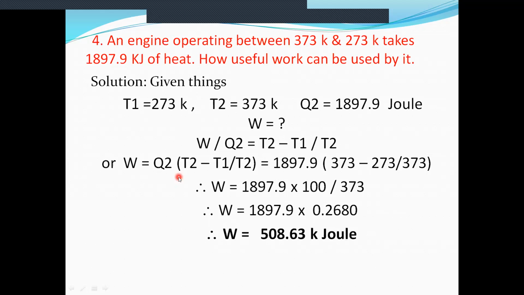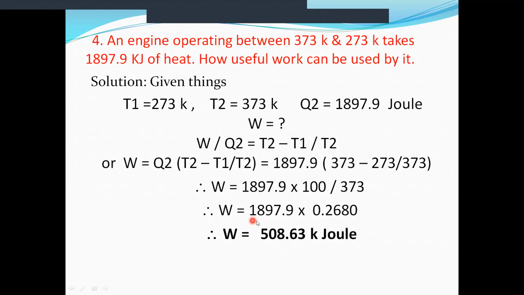Now put the values. The value of Q2 is 1897.9, into the bracket T2 minus T1, so T2 is 373 minus T1 273, divided by T2 373. Therefore W is equal to 1897.9 into the subtraction 373 minus 273. Very simple. You do not need a calculator or log table. That is 373 minus 273, that is 100, divided by 373.